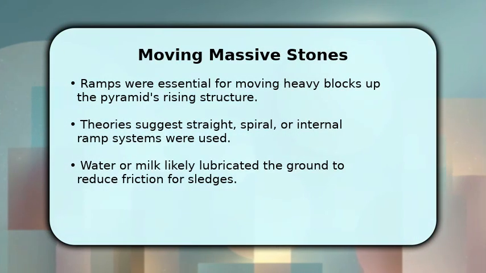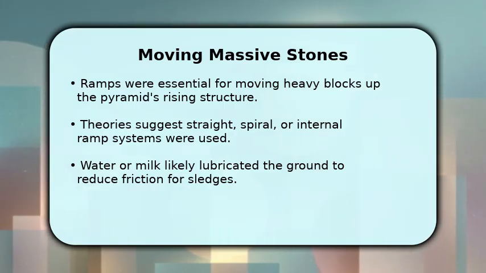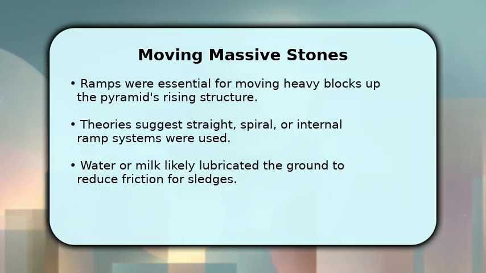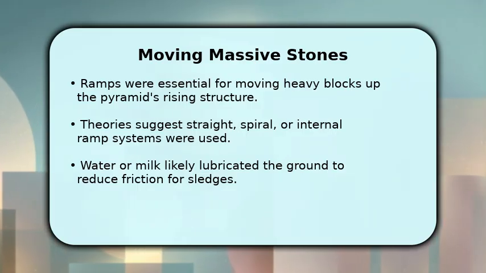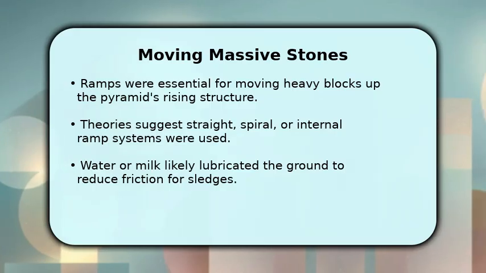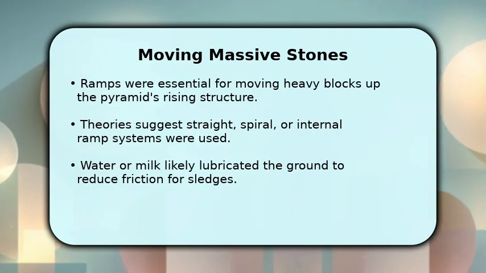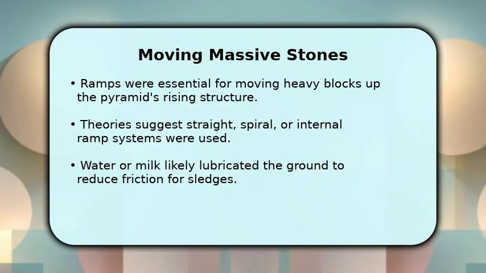Once quarried, the colossal stones needed to be moved and lifted. The most widely accepted theory involves the use of ramps. These ramps, possibly straight or spiraling around the structure, allowed workers to pull the heavy blocks upwards. Evidence suggests that water or even milk was used to lubricate the ground, significantly reducing friction for the wooden sledges carrying the stones. This ingenious method made moving incredibly heavy loads feasible.